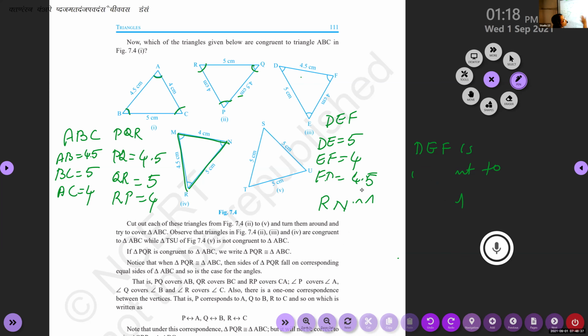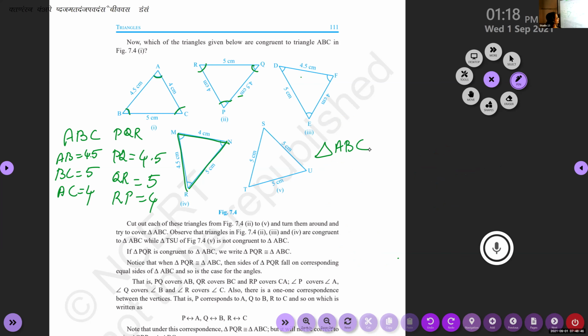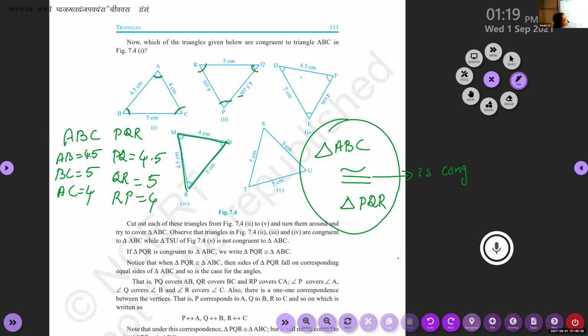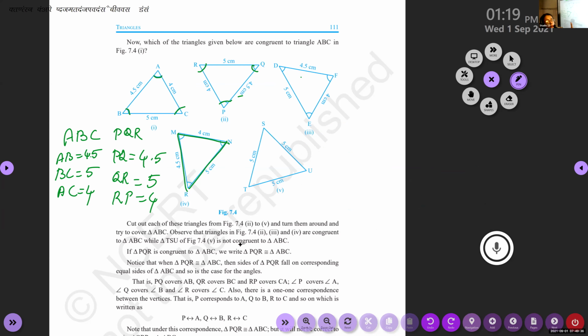And instead of writing "is congruent to", we have a sign. First case, triangle ABC is congruent to triangle PQR. This sign is for "is congruent to". And if two triangles are congruent, their corresponding parts will be equal, which means their corresponding angles are equal and corresponding sides are also equal. So we call this corresponding parts of congruent triangles.